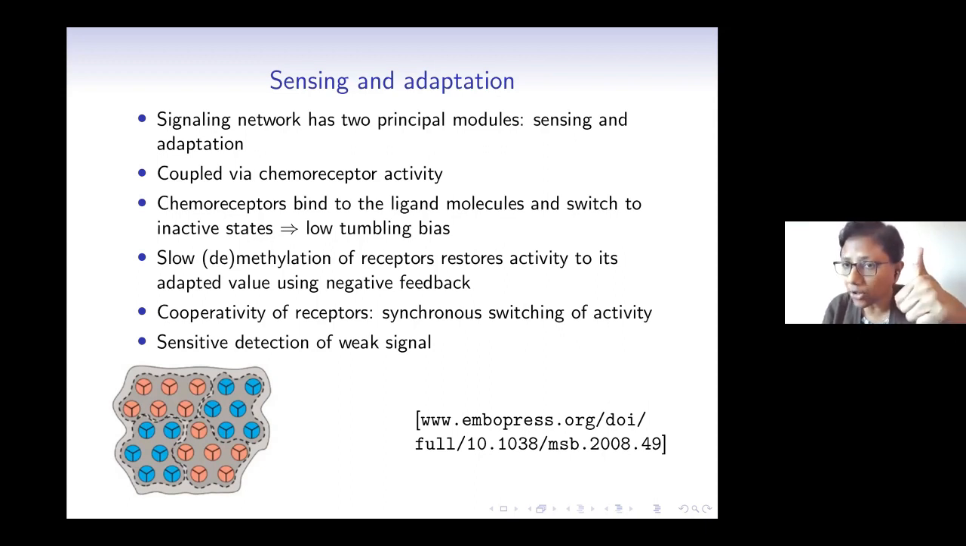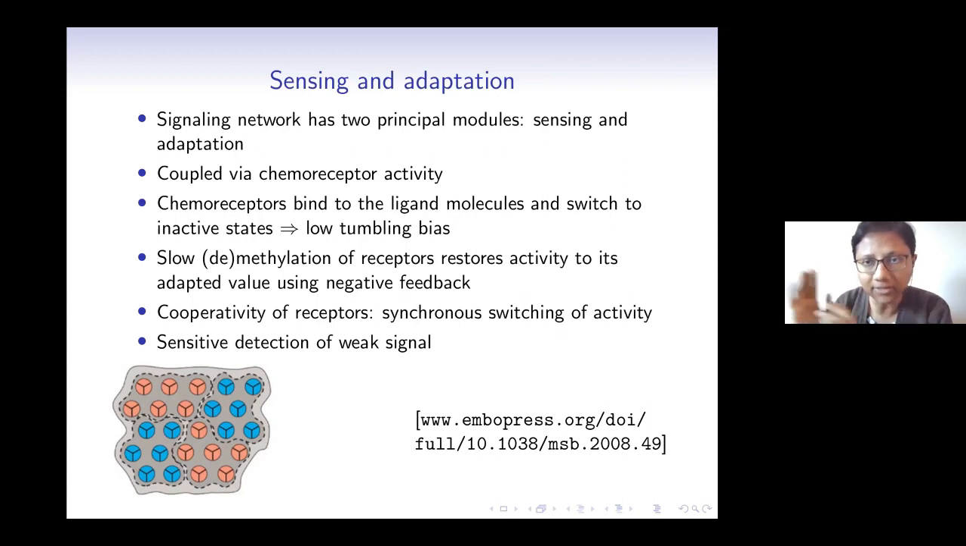And this change in conformation of the receptors gets processed by the signaling, the sensing module of the network. And finally, it results in a low tumbling bias, which means when we have a large number of attractant molecules present, the tumbling probability is low and the cell can keep running for longer durations of time. So this sensing module processes the signal and modulates the run-tumble motility of the cell to propel it in the favorable direction.